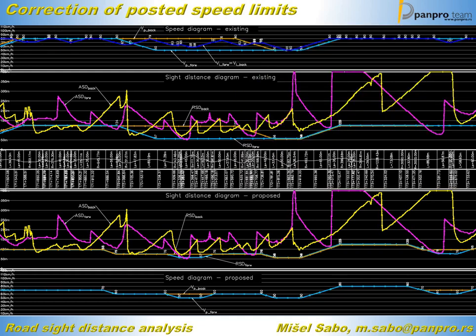And at the end of this slide, pay attention to the diagram below the ruler, which refers to the fulfillment of the required sight distance for the proposed speed limits. You can notice that the available sight distance now does not fall below the required one, except on the last mentioned segment where we plan to remove the vegetation.